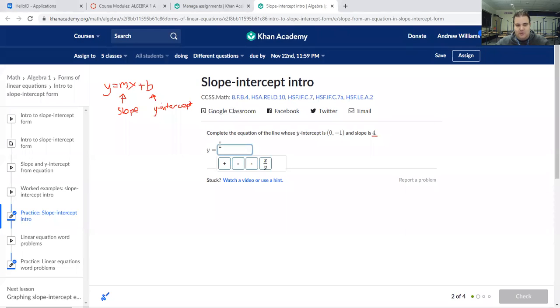So y equals, and the slope would be 4x. Now all we need is the plus b, or it could be minus b. We just call it plus b. It could be positive, could be negative.